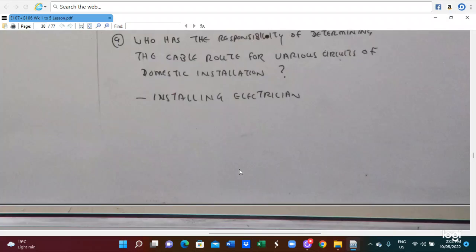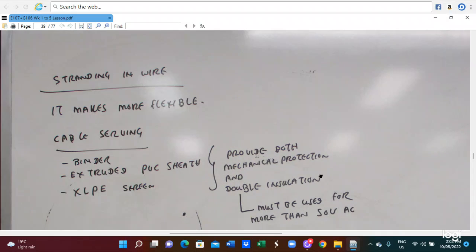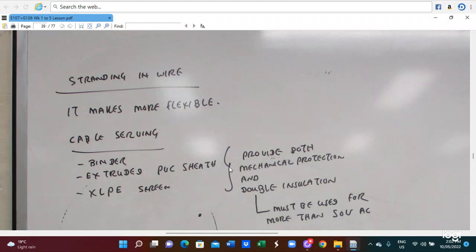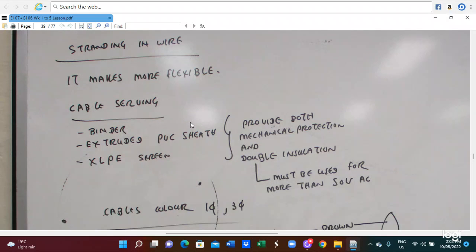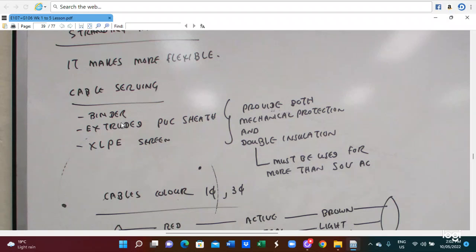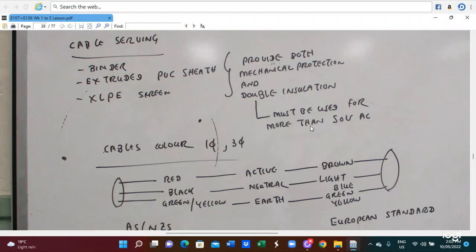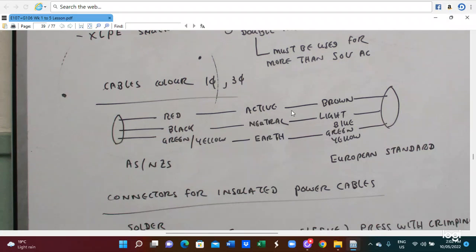This is the installing electrician. Strengthening the wire makes it more flexible. Cable serving can be bilar or extruded PVC sheet. They are provided with both mechanical protection and insulation, as well as an HDPE screen. They must be used for more than 50 volts AC.